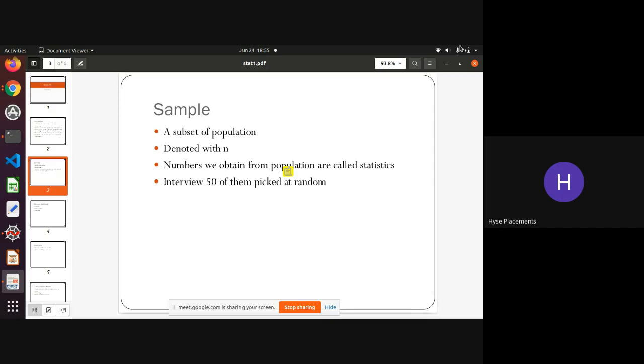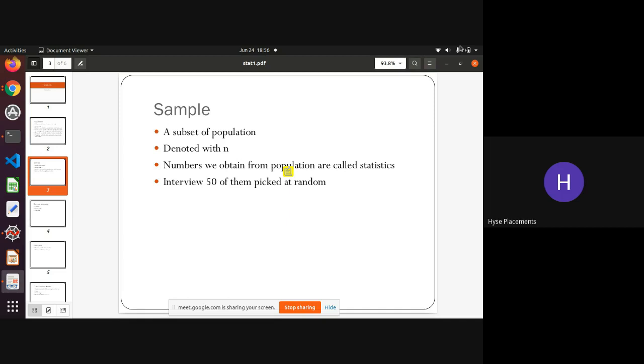Because those 50 people have some information: this company came on some day, these many people were recruited, and these are the ones who were selected. Whatever information they have, the interviewer gathers. So it's very easy for him. Instead of collecting information from each and every student, he goes directly to the canteen, randomly picks some 50 students, asks the questions, collects the information, and comes to the conclusion.